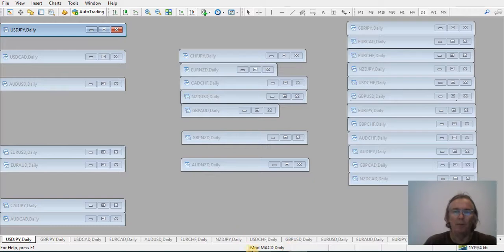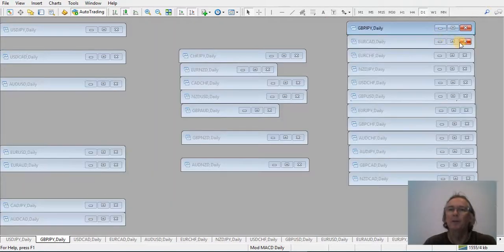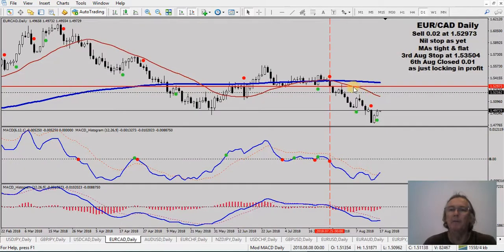All right, we're in the mod MACD. Fair bit happening here. Most of it is stop adjustment, so we'll just go through it quickly. Pound yen, just move my stop down. It'll be the black dotted line on the mod MACD charts, 145.693. Just going to keep it above the 25 SMA, locking in profit. In a sell, obviously.